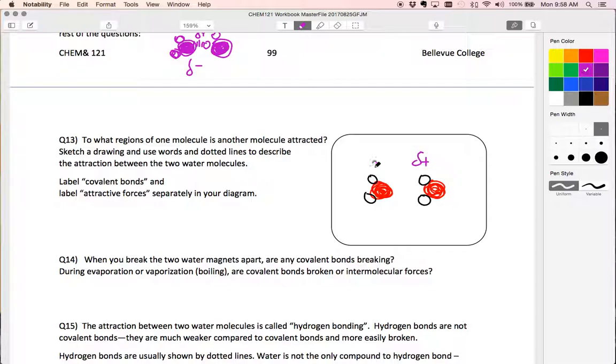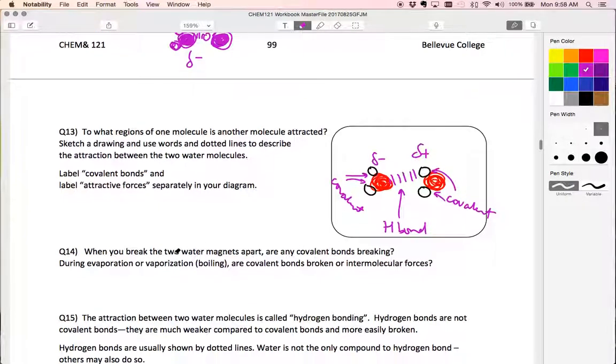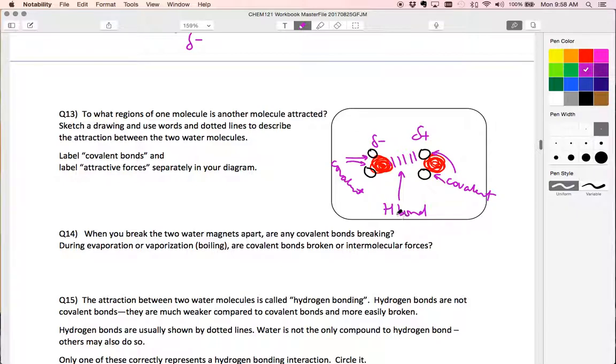Here's the partial positive. Here's the partial negative on oxygen and the partial positive on hydrogen. And then these 2 regions attract, not the oxygen and the oxygen, but the hydrogen and the oxygen attract each other. And that's what forms a hydrogen bond. And then all of these guys in here, those are all covalent bonds. What holds the molecules together are the covalent bonds. So the OH bonds right here are covalent. Attractive forces, that's this H bond.